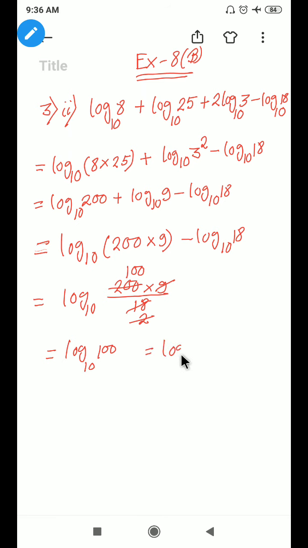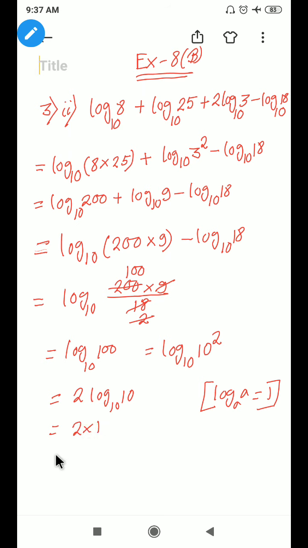Now you can write 100 as 10 square, and this 2 comes to the front of the log, so that will be 2 log 10 base 10, and we know that log a base a will be 1. The base and this number should be the same. The base is given as 10, and this number is also 10. So log 10 base 10 will be 1. So 2 into 1 is 2.